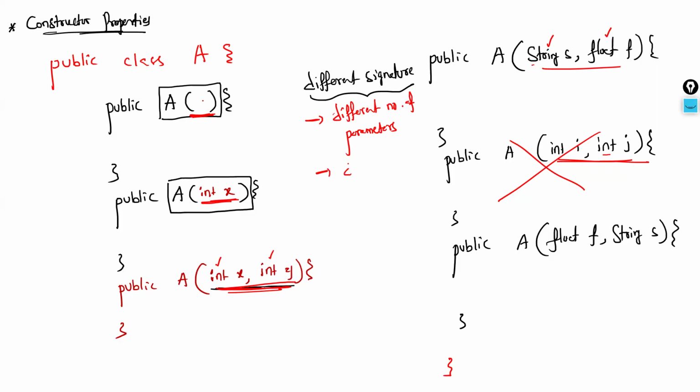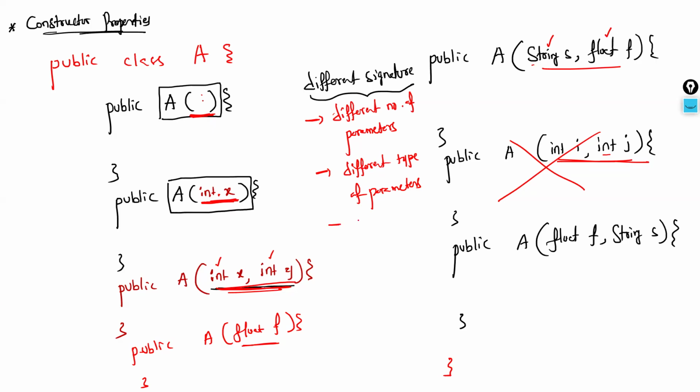What's the second one? Different type of parameters. So what is the first? Different type means here nothing, here int. So then I can have one more constructor, public a, and here float f. Is it correct? Is it allowed or not allowed? Allowed only? Previously here we have one parameter, but what's its type? Int. Here also we have one parameter, but what's the type? Float. Is it different or not? Yes, different types of parameters is also another meaning of a different signature.